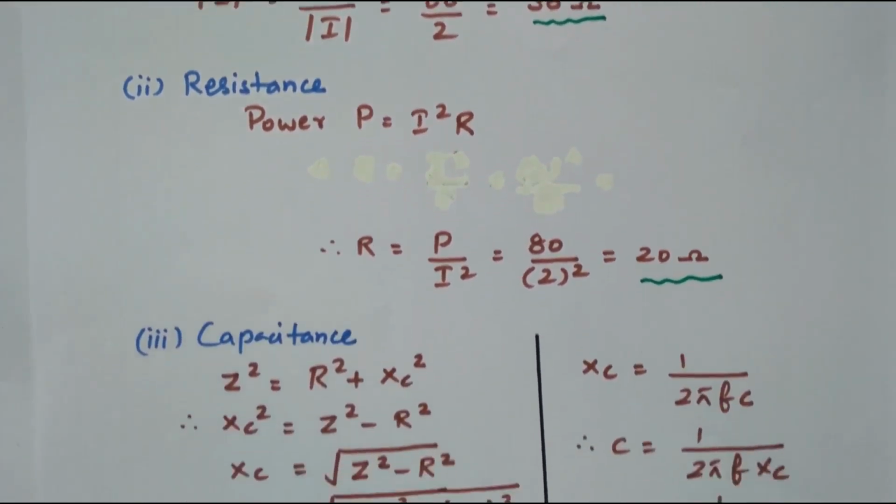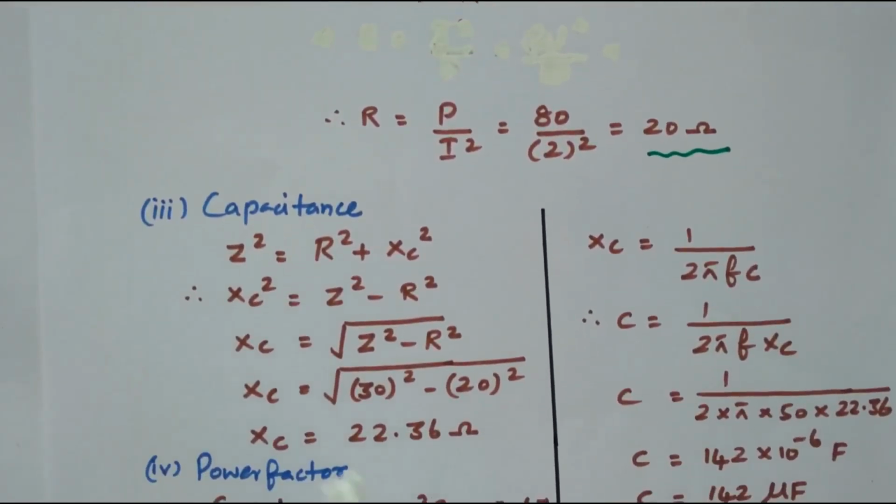Now we'll find the capacitor's value. First we will find the impedance. Z square equals R square plus Xc square. From the impedance triangle we can find this relation. So what we need is Xc square. So Xc square equals Z square minus R square. By taking the square root on both sides, Xc equals square root of Z square minus R square. Now we will substitute the values. The Z is 30 ohm we calculated, R is 20 ohm, that we also calculated. By simplifying this we got 22.36 ohm.